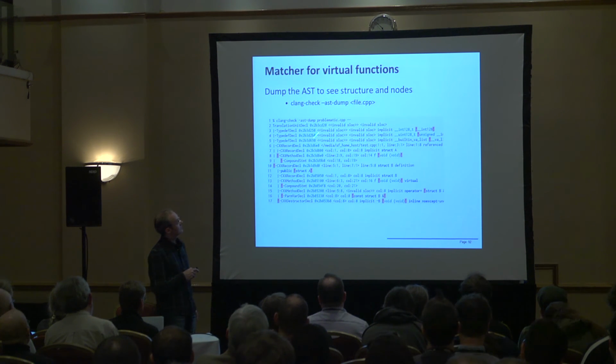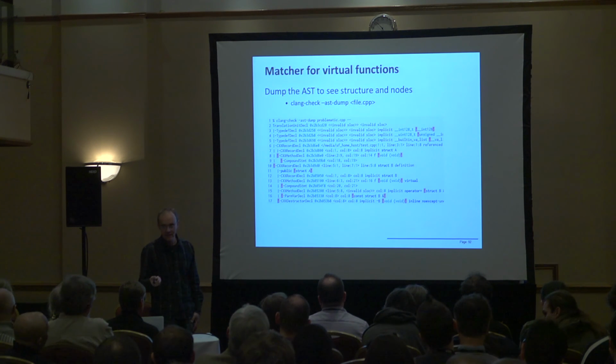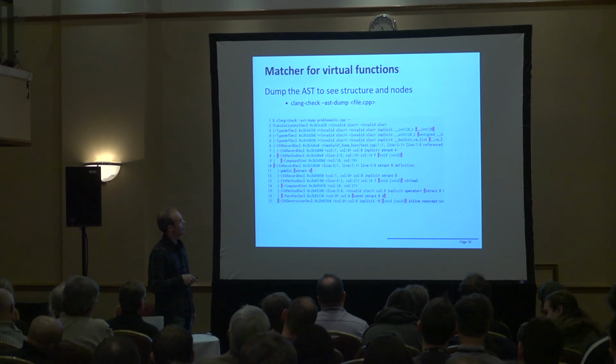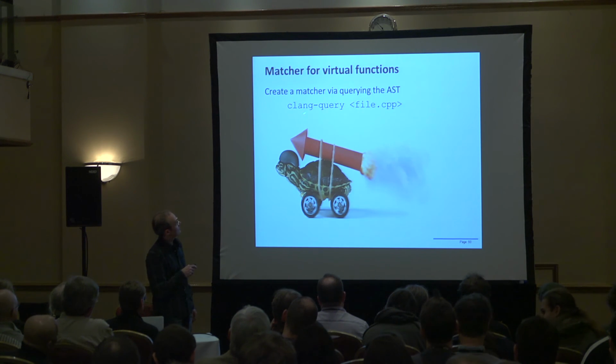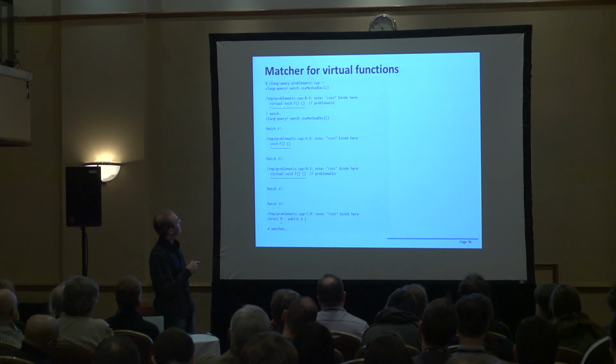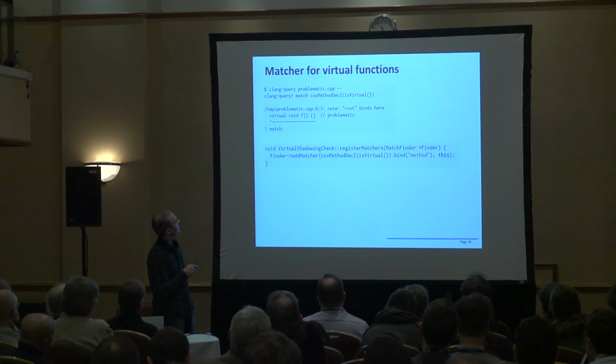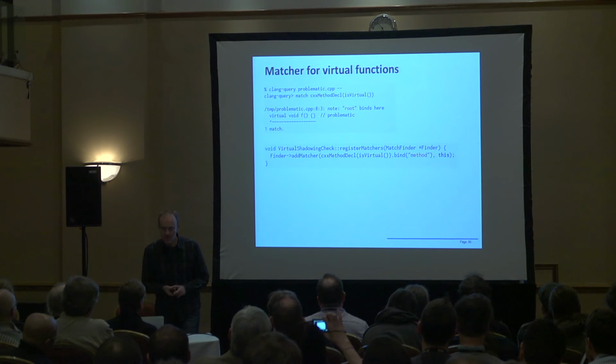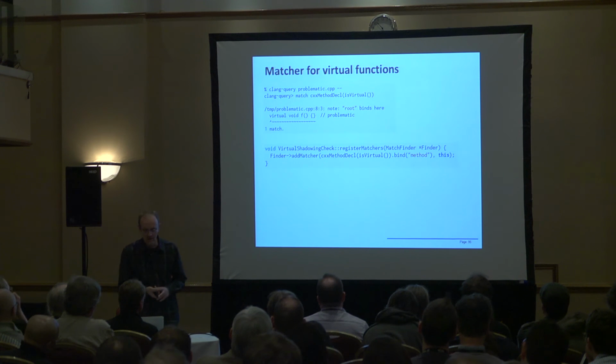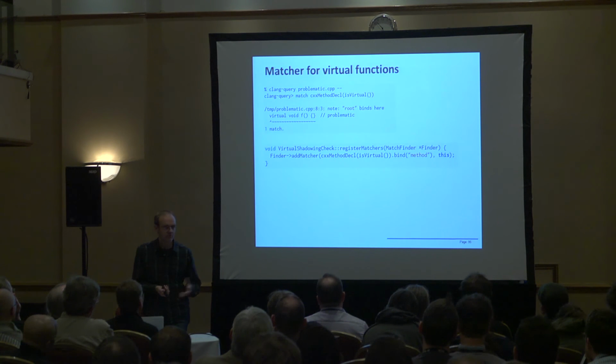Usually I dump first. So I write a test case for that, then I dump the AST, and then I look for interesting nodes here, and then I fire up Clang query and ask Clang query here which things are problematic. So the match here is I search for C++ method declarations which are virtual. That's simply as it is.